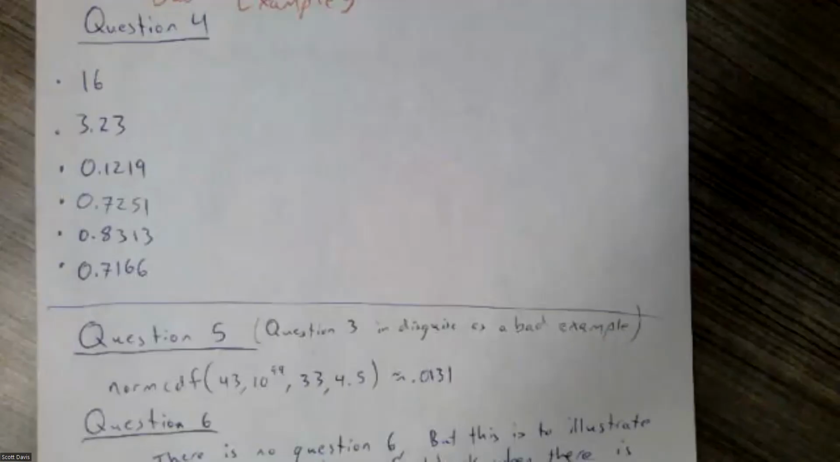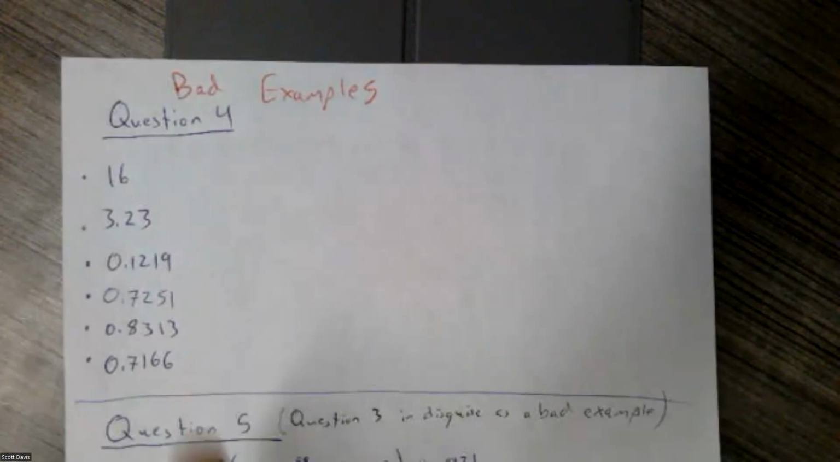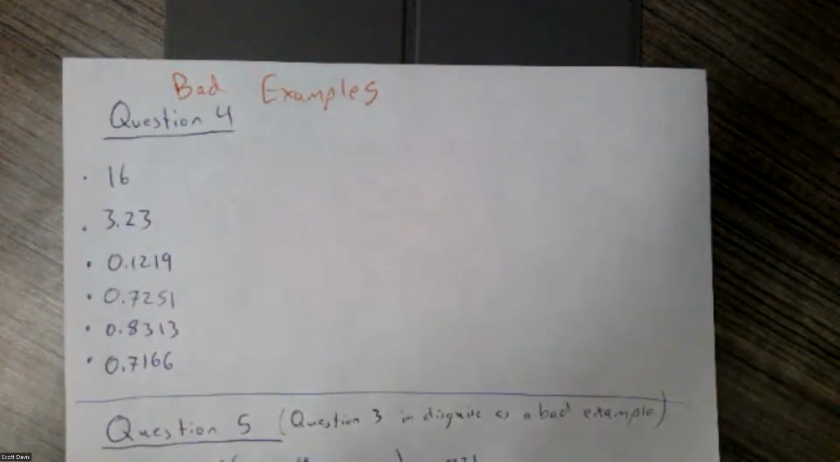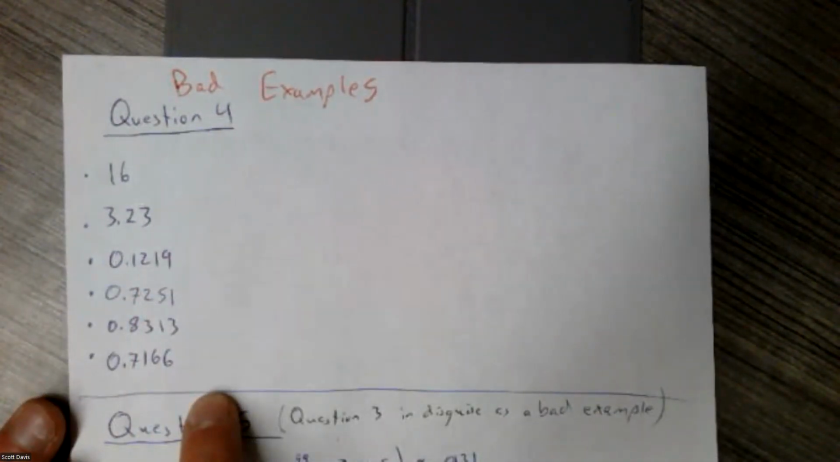I want to show you some bad examples. So here is question 4. This is that binomial question I just had. I do not want to see this. These are a list of the answers. There is no work whatsoever. I will give no credit. There is no retyping of the question. I don't know what question you're trying to answer. If the numbers are different, there's no way for me to check your work. You're either wrong or you're right. You will receive no credit for this work being submitted.